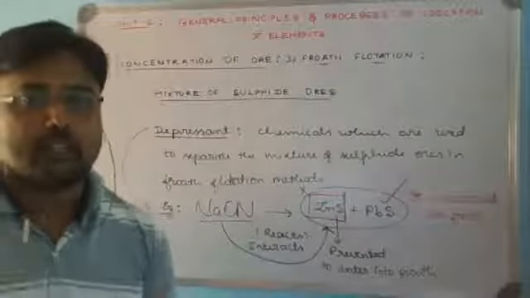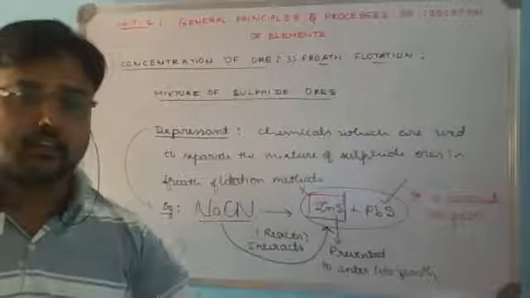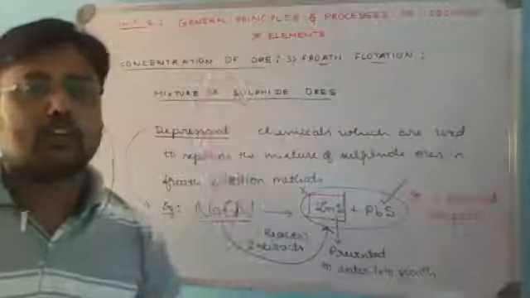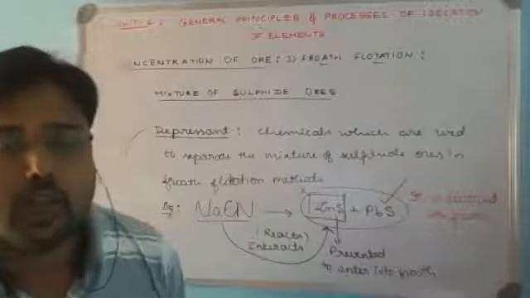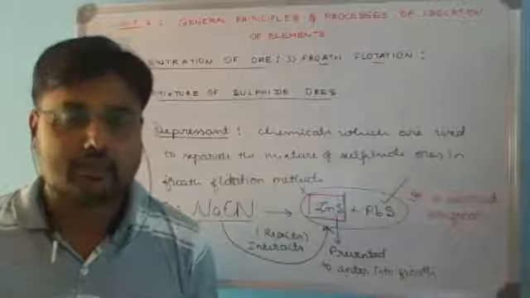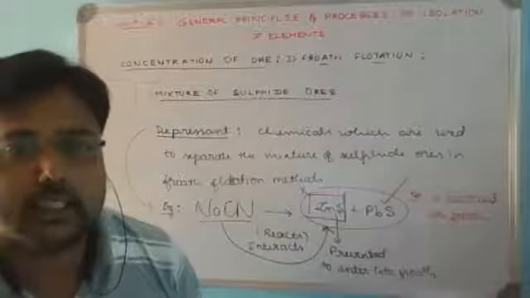With this, we completed 3 important physical methods of concentration of ore. The role of addition of depressant may be a chemical thing, but the method of concentration is a physical method. Now we'll move on to the next method, that is leaching, which is a chemical method in concentration of ore. The only chemical method is leaching.